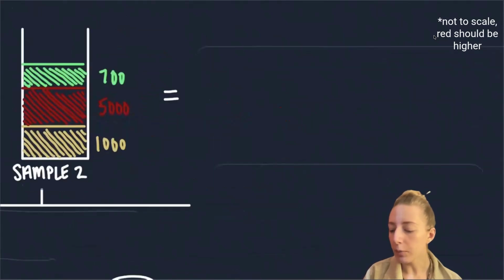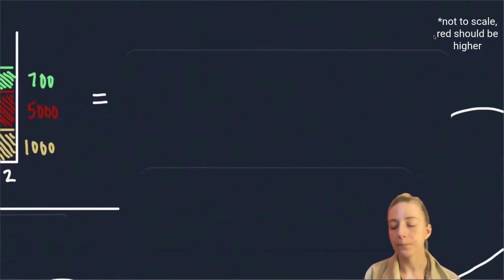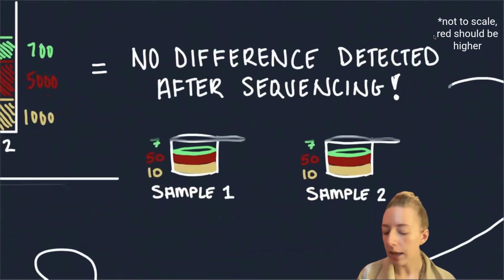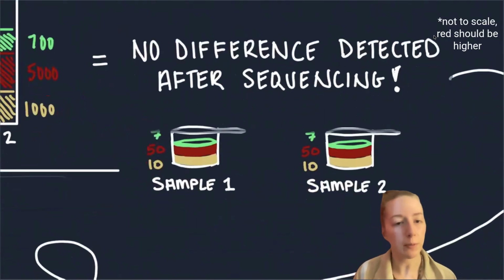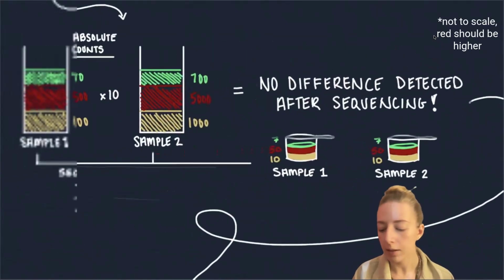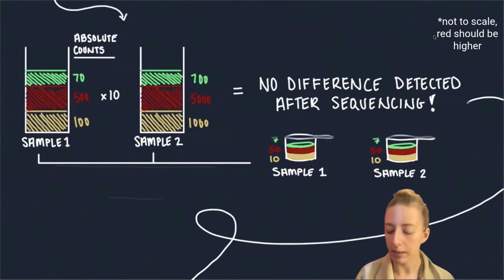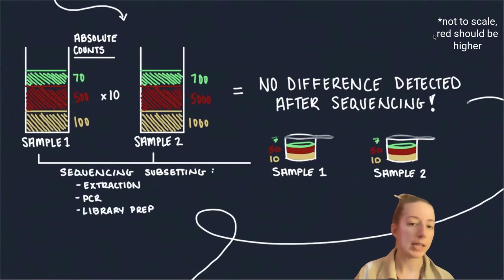In the end, we wouldn't be able to tell, right? No difference would be detected after sequencing because at the end of the day, we're just taking a scoopful out of these theoretical cups. We're taking a scoopful, a subsample, and then normalizing them throughout the process. And that subsetting happened at extraction, at PCR, and at library prep to go into sequencing.